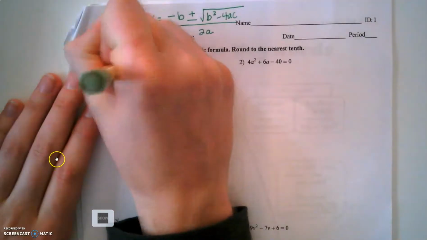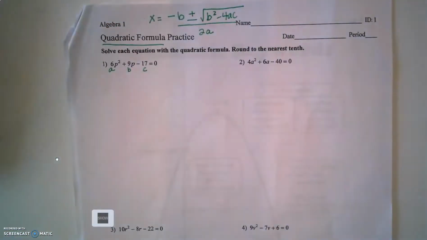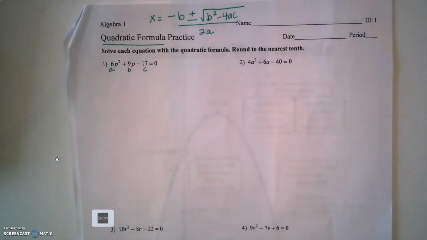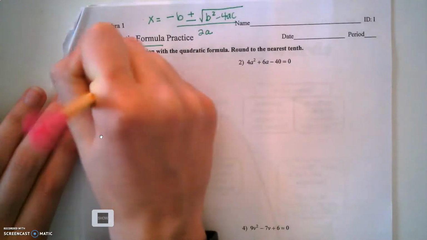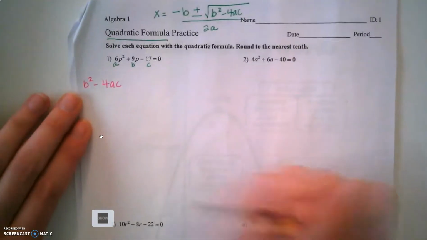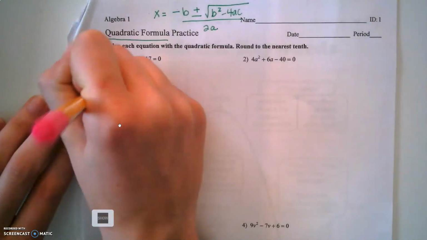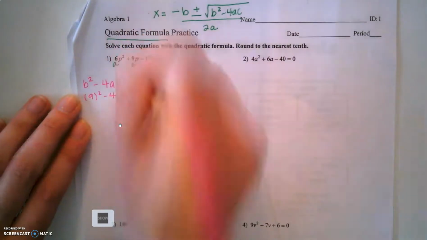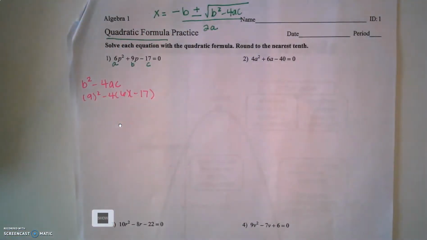Remember, we have an a, b, and c value, and we cannot solve unless it's equal to 0. So first up is going to be our quadratic formula. So we'll start with b squared minus 4ac, our discriminant. So this is going to be 9 squared minus 4 times 6 times a negative 17. And we will use a calculator to solve. So 9 squared minus 4 times 6 times a negative 17.